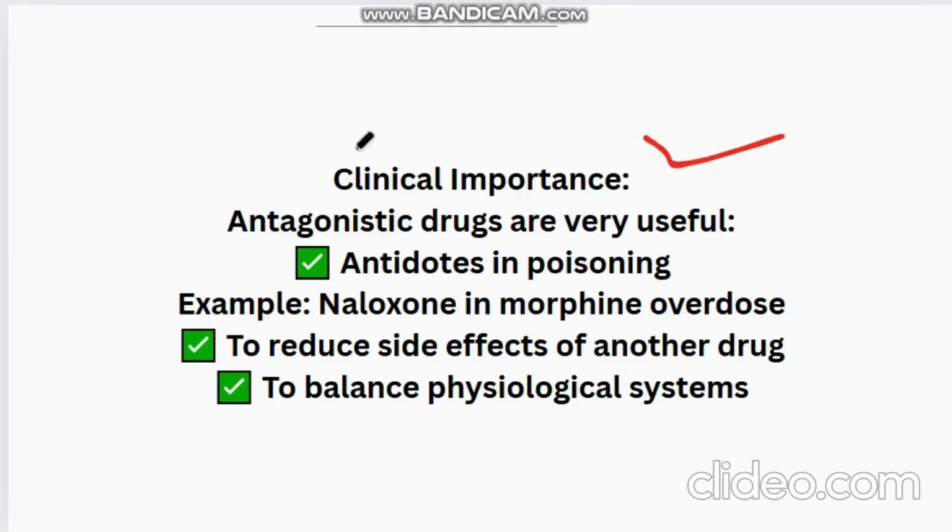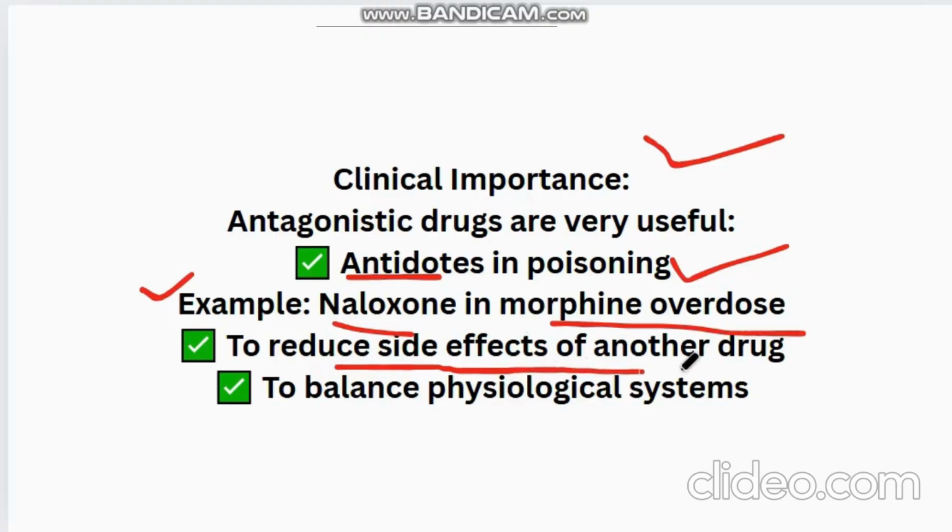Let's see the clinical importance. Antagonistic drugs are very useful as antidotes in poisoning. So in case of poisoning, we can use the antagonistic drug as an antidote. The best example is naloxone. It is used in case of morphine overdose, and it will reduce the side effects of another drug. So in this case, we make use of the antagonistic effect of the drug. One drug reduces the effect of another drug. In case of poisoning, we use it as an antidote, which is the beneficial effect.